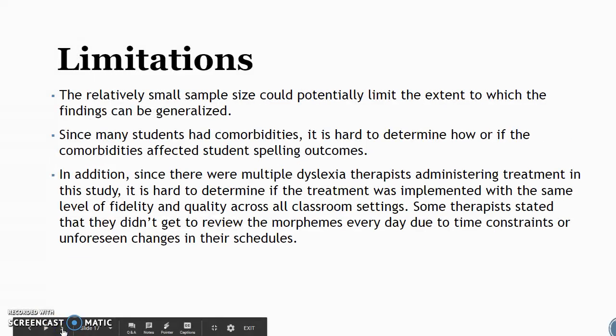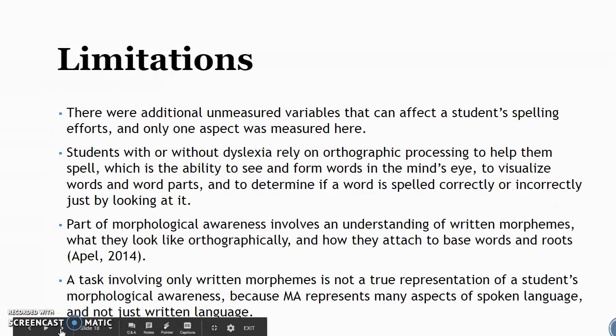Our limitations: we had a very small sample size, which could limit the extent to which findings can be generalized. Many students had comorbidities, and those could also affect their spelling outcomes. And multiple therapists were administering this treatment, so I didn't have a way to determine if it was implemented with the same fidelity and quality across all settings.